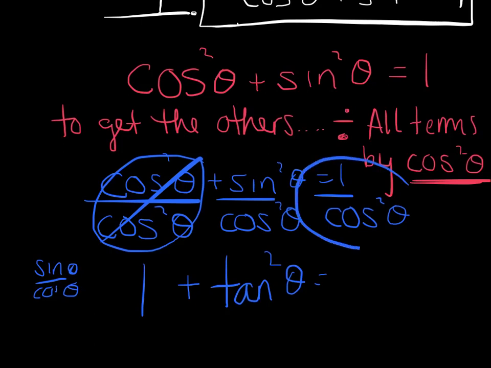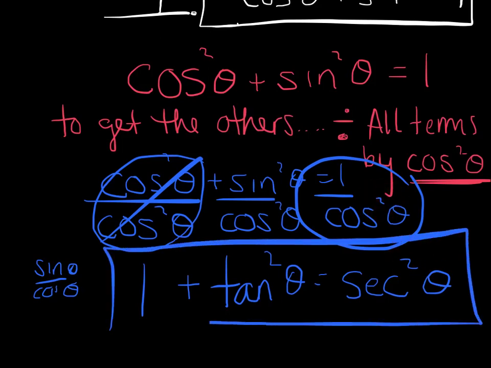And 1 over cosine, okay, if cosine's on the bottom, 1 over cosine, whose reciprocal is that? Well, I would say that is secant squared theta. And again, I'm keeping it squared because this is cosine squared. And box that in. That is our Pythagorean identity number 2.